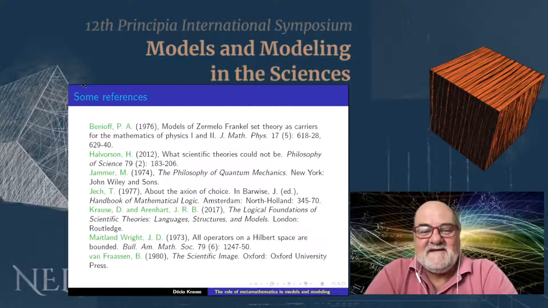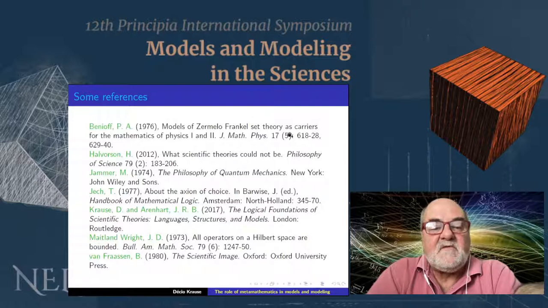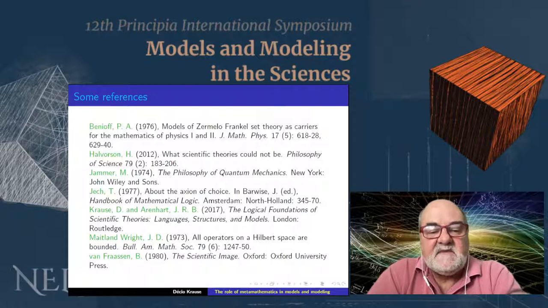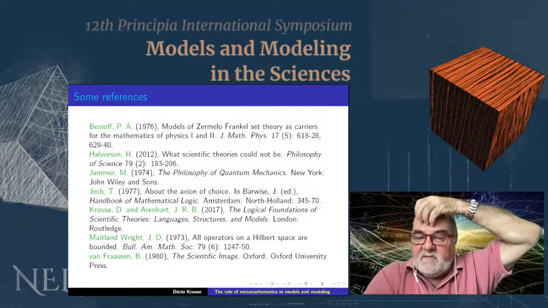I have some references: the two papers by Paul Benioff, the work by Hans Halvorson, Jammer's book, Jauch, etc., my book with Jonas, and Maitland Wright, which shows that all operators in a Hilbert space are bounded, and of course, Bas van Fraassen's The Scientific Image.